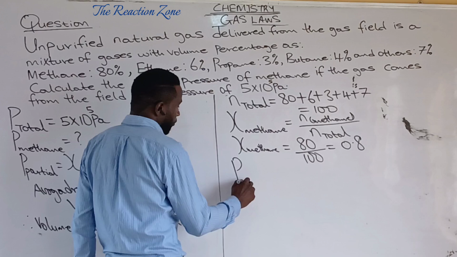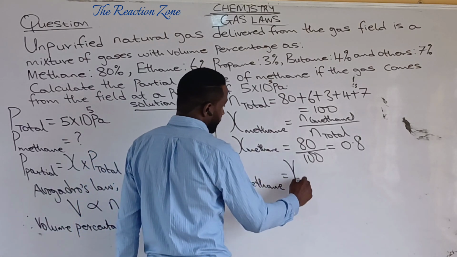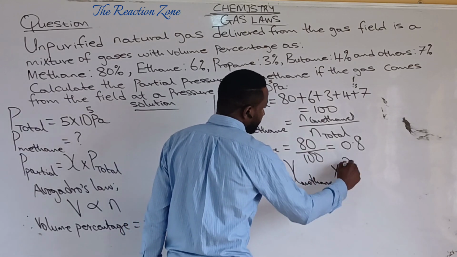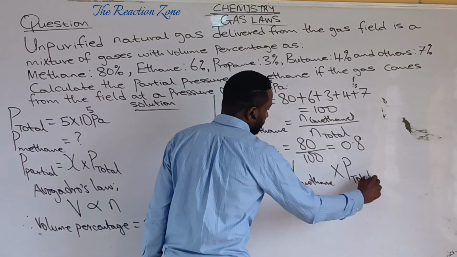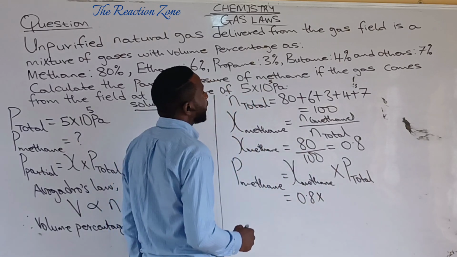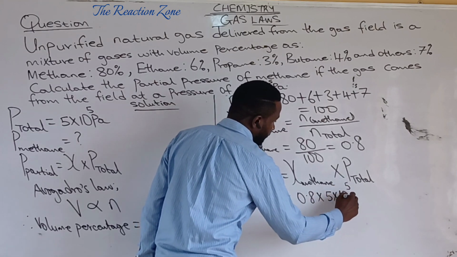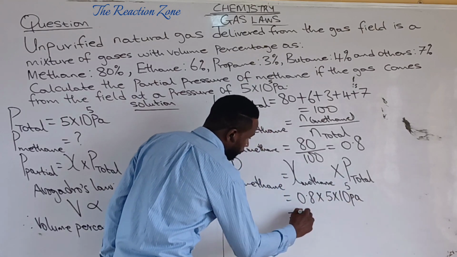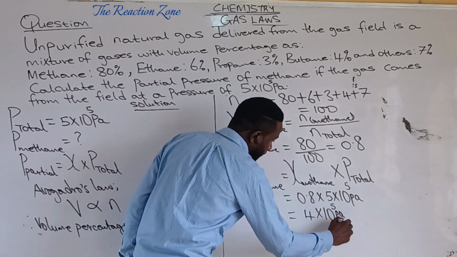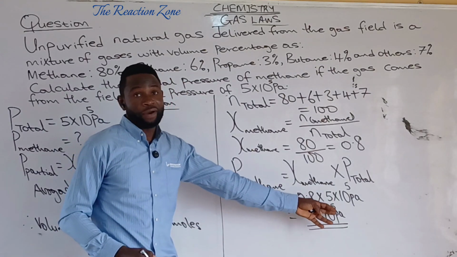The partial pressure of methane will be equal to the mole fraction of methane multiplied by the total pressure, which will be 0.8 times 5 times 10 raised to the power 5 Pascal. And this is equal to 4 times 10 raised to the power 5 Pascal. So the partial pressure of methane is equal to 4 times 10 raised to the power 5 Pascal.